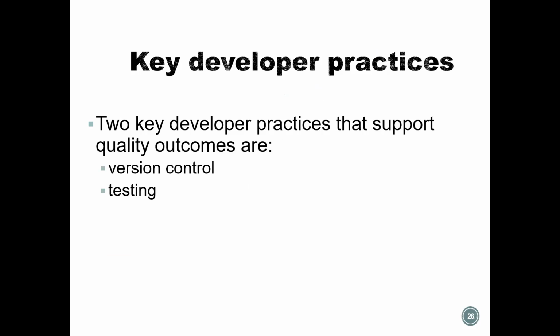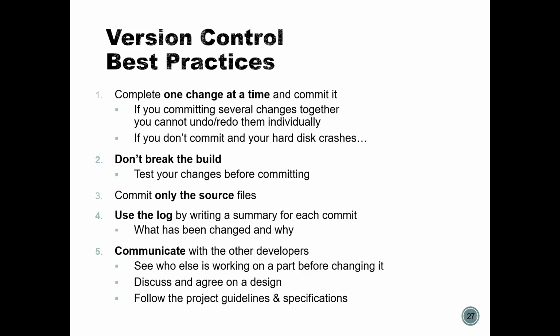Now let's talk about key developer practices. The two key developer practices that support quality outcomes are version control and, of course, testing. We are going to see these two factors, which are very important, in the next slides. So what is version control and best practices? Version control means once the software has been developed and delivered to the customer, after a certain period of time you may want to upgrade that particular software. For example, XYZ 1.0.